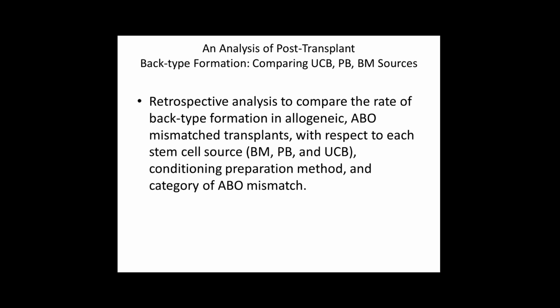So that's where our paper came into play. We wanted to look at the retrospective analysis to compare the rate of back type formation in terms of days post-transplant with respect to stem cell source, bone marrow, peripheral blood, cord blood, conditioning preparation method, and then also the category of ABO mismatch transplants.